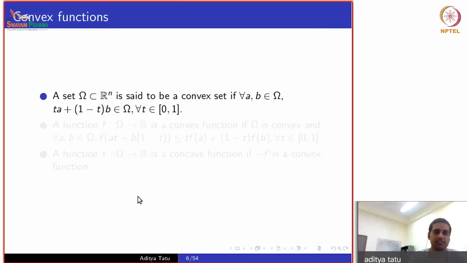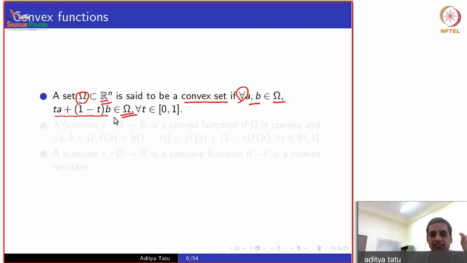Before we define convex functions, we need to first understand the definition of a convex set in Rn. A subset omega of Rn is said to be convex if for any two elements, for every pair of elements that you can pick from omega, all elements lying on the line segment joining A and B must also belong to omega. Maybe I'll repeat this definition once more. A subset omega of Rn is said to be a convex set if for every pair of elements, okay, it's every, not any, for every pair of elements A, B that you can pick from omega.